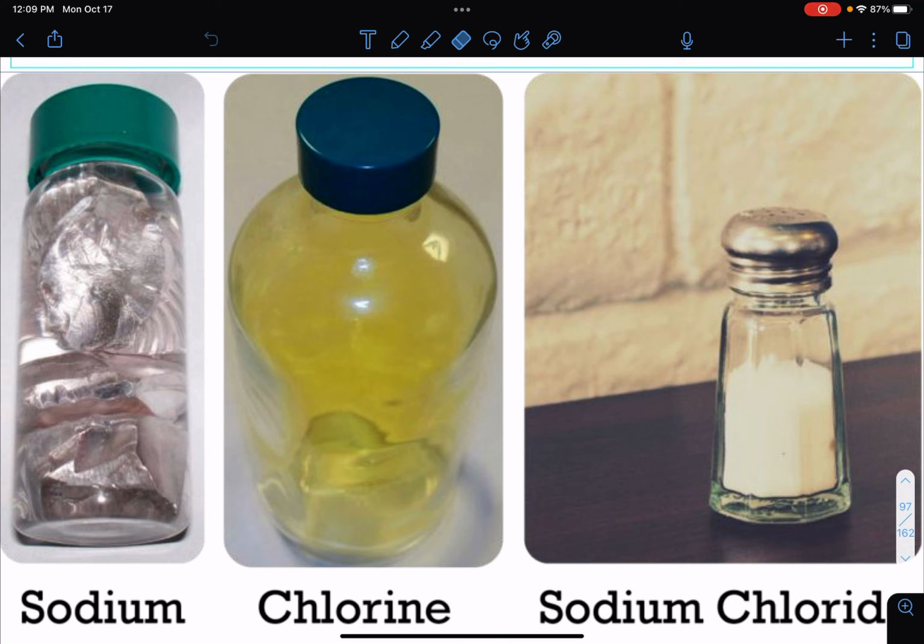But if the sodium transfers an electron to the chlorine and they make an ionic compound, sodium chloride, that is table salt, and it is actually something our bodies need in small amounts. When it dissociates in water, we have sodium ions and chloride ions that are not dangerous to humans.